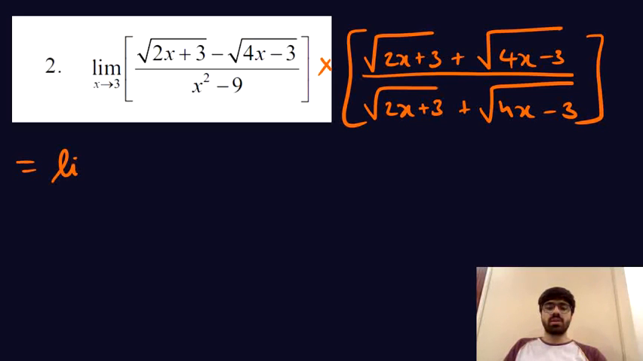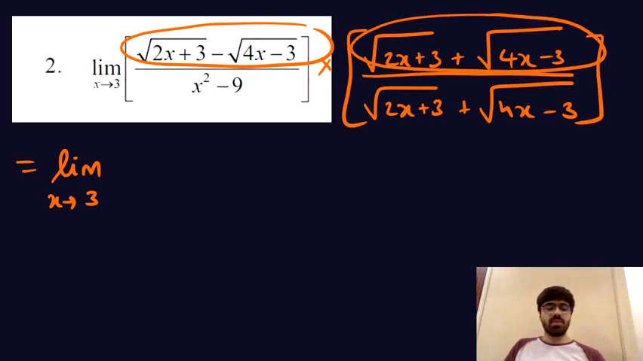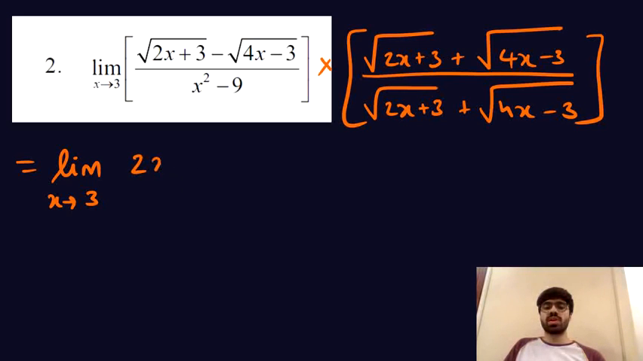So that will make it limit of x tends to 3. In the numerator you have a minus b into a plus b. So that will become a square minus b square, which is 2x plus 3, minus, in the bracket it will be 4x minus 3. So when you open up the bracket, it is minus 4x plus 3. 3 plus 3 will be equal to 6. And 2x minus 4x will be equal to minus 2x. And when you pull out a minus 2 common, that becomes minus 2 into x minus 3.